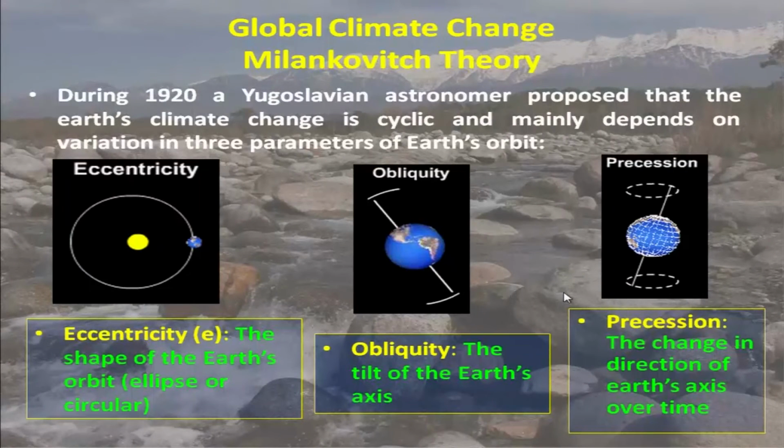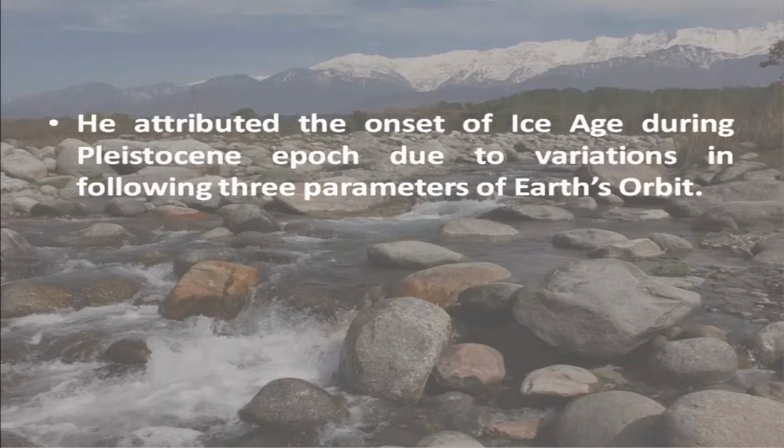And then third is precession. Precession is the change in the direction of the Earth's axis. Right now the Earth's axis is facing the North Star, but it may change to another one. So it is the change in the direction of the Earth's axis over time. These are the three very important parameters which will result in a change in the global climate pattern.